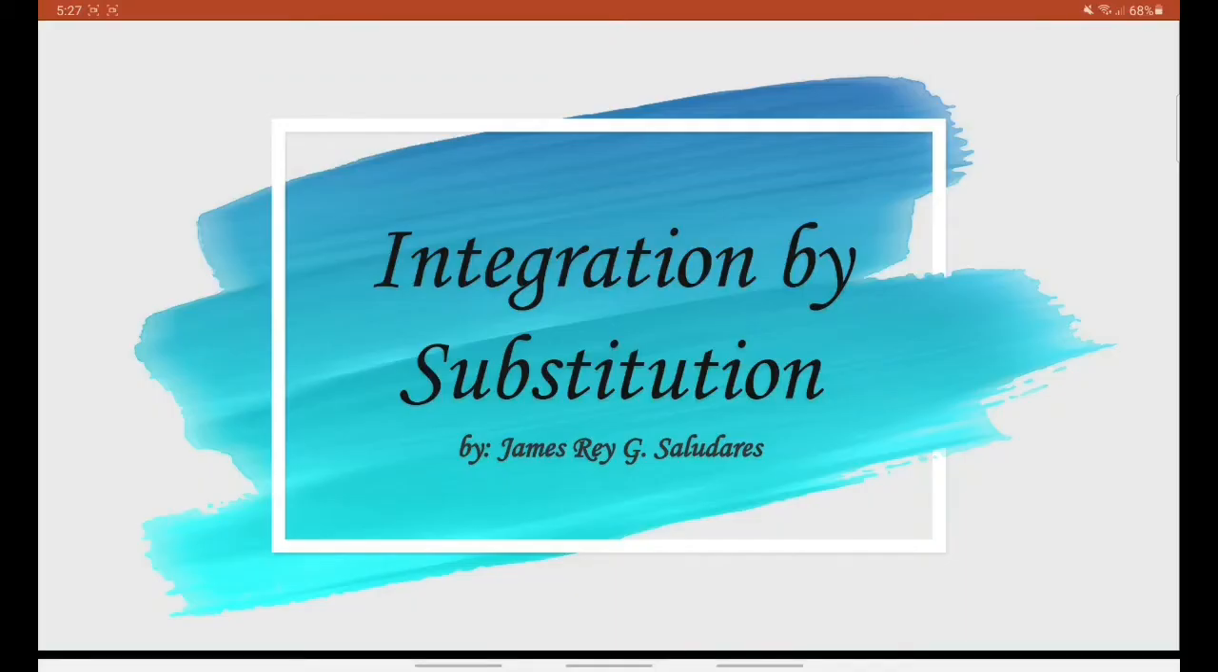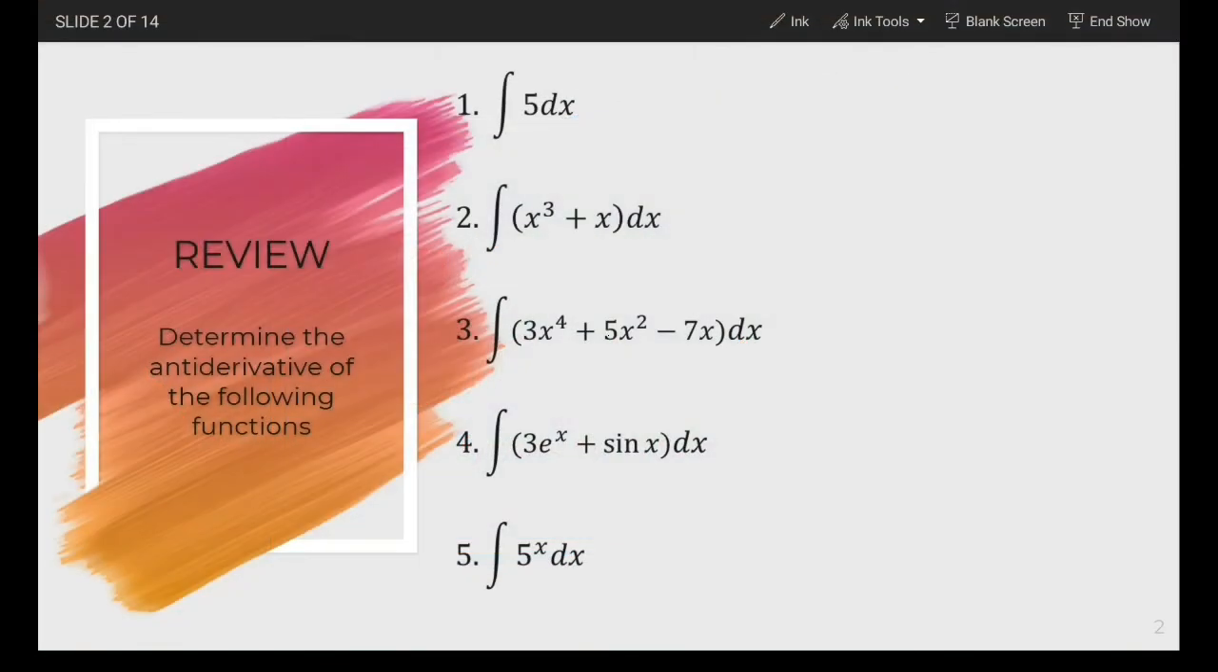Hey everyone, so here we are again to discuss another technique in integration, which is integration by substitution. Before we start the main topic, let's first review the basic integration rules.